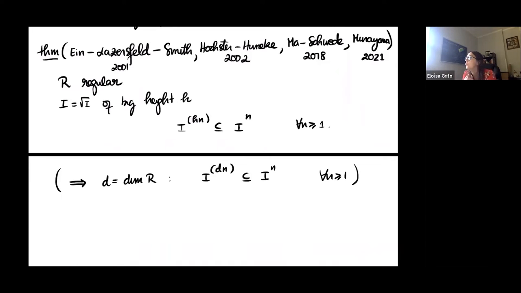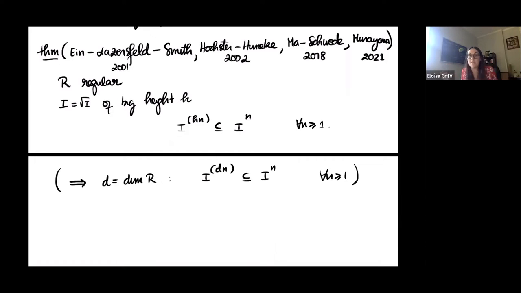So what we're going to do for the rest of this first half is I want to prove this theorem in characteristic P. So really we're going to cover the Hochster-Huneke proof in characteristic P, and how we're going to do that, we're going to use tight closure.